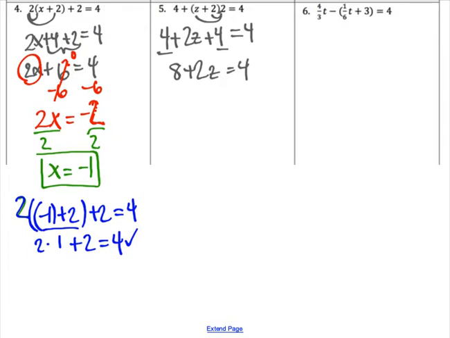Next step, we're going to get the variable term by itself. 2z is my variable term. I need to get rid of the negative 8.